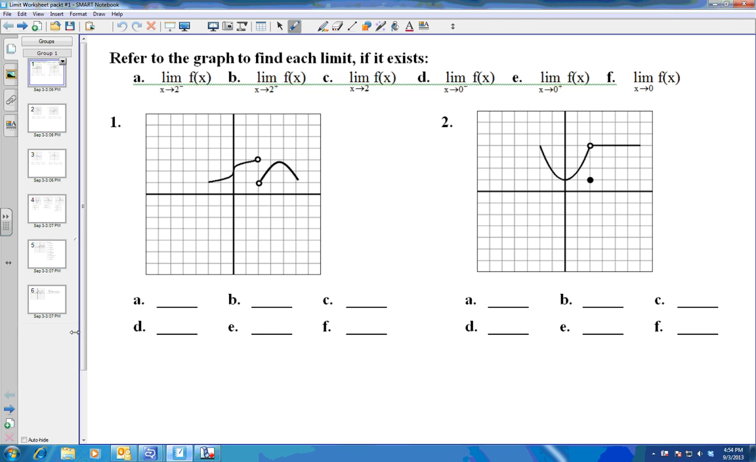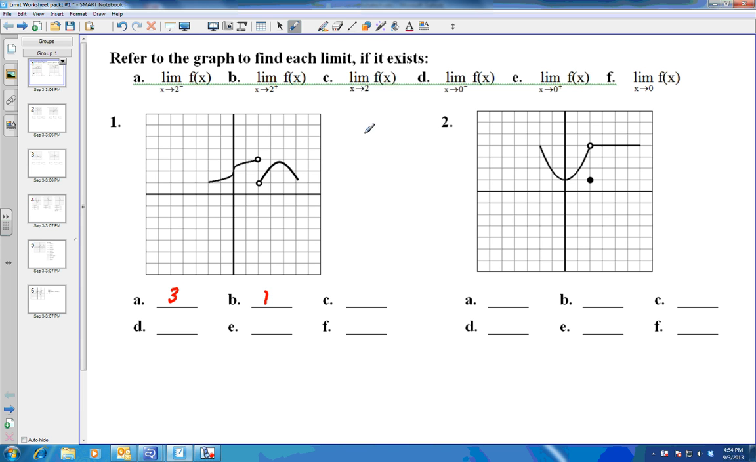Okay, this is worksheet number 1 from your review packet, and we're going to go through these pretty quickly. I'm finding the limit as x approaches 2 from the left, so I would need to come in from the left-hand side until I get to x equals 2, and that's going to be 3. The limit as x approaches 2 from the right, so I'm coming in from the right-hand side, that's going to be 1.